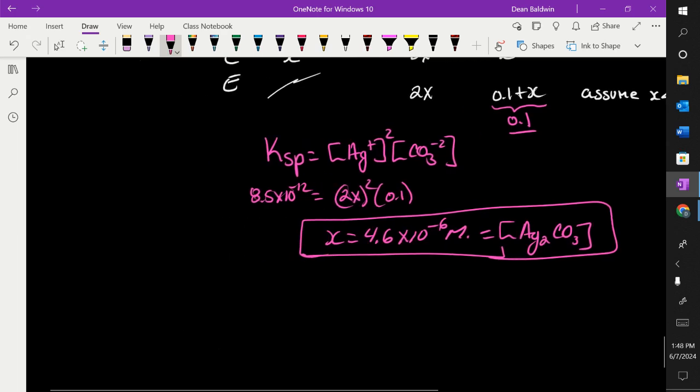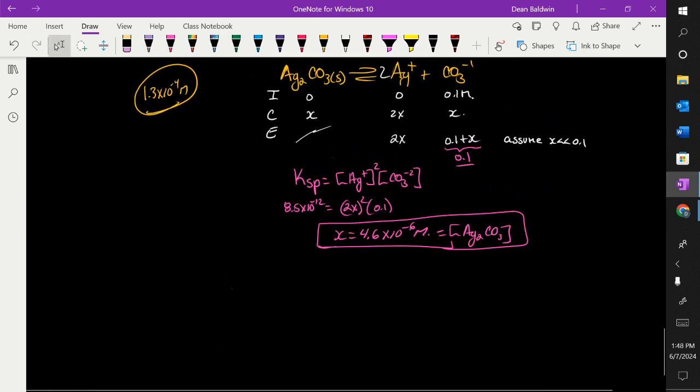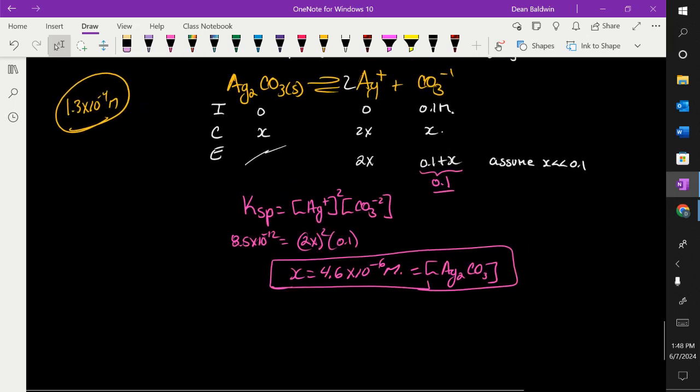And that number, compared to what we did right at the beginning of class, 1.3 times 10 to the minus 4, which is the bigger number? The first one, right? To the minus 4, to the minus 6. So it got less soluble, which makes perfect sense because we already had carbonate here, which pushes the equilibrium back that way. So we get less of it dissolving. Is that good? Any questions?